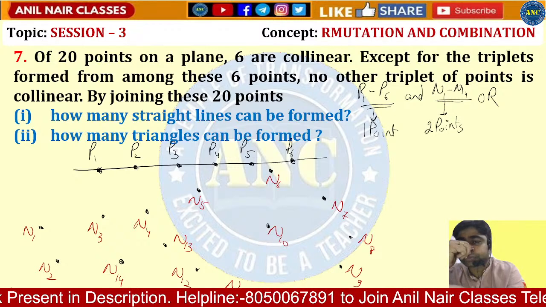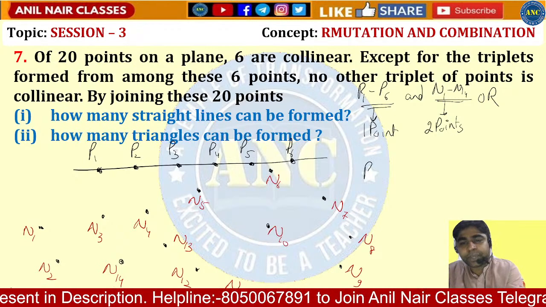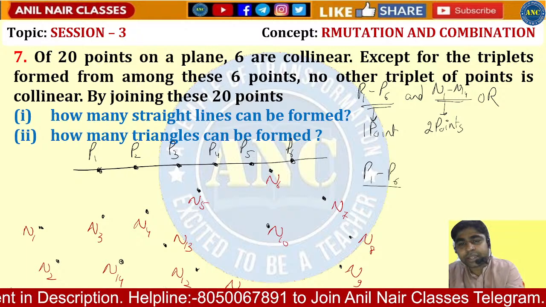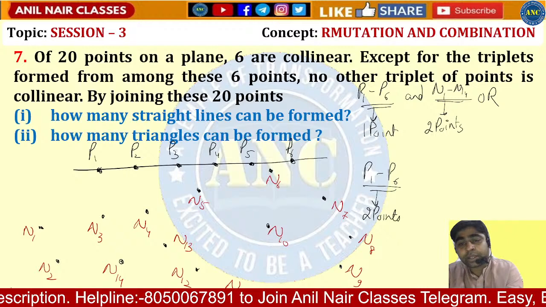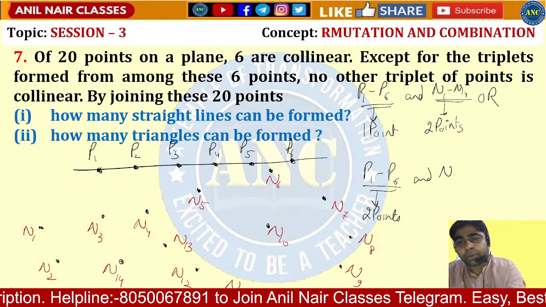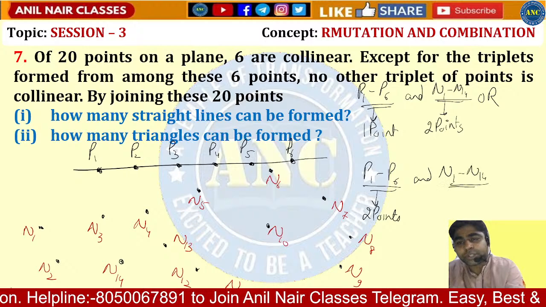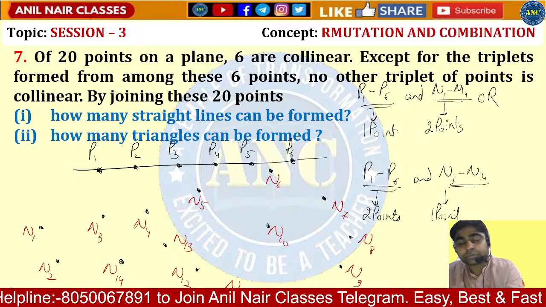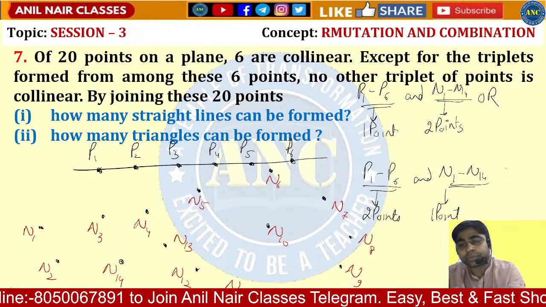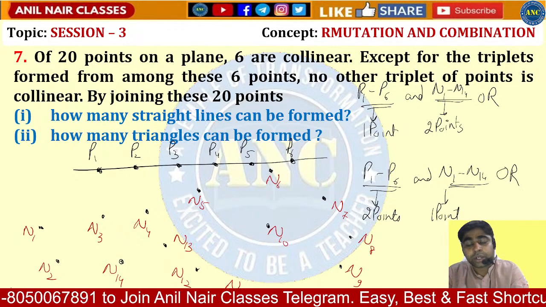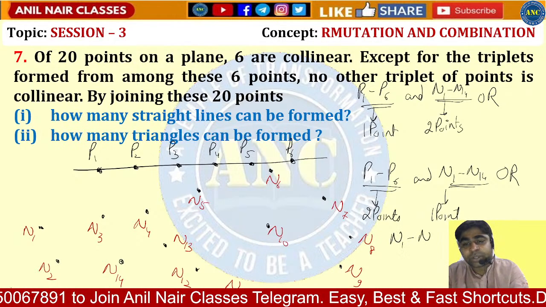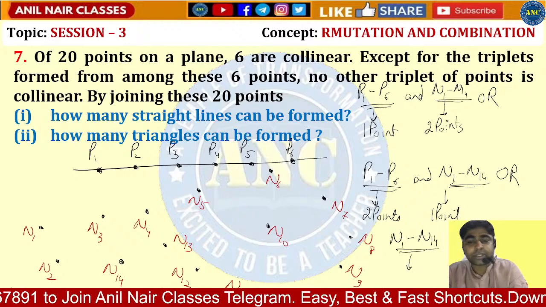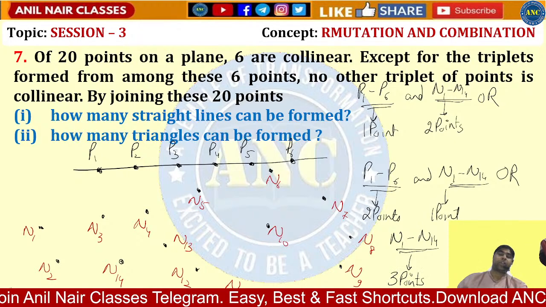or from P1 to P6, if I choose 2 points, and from N1 to N14, I choose 1 point, or from N1 to N14 only, if I choose 3 points directly. Okay, I'll get all the triangles possible.